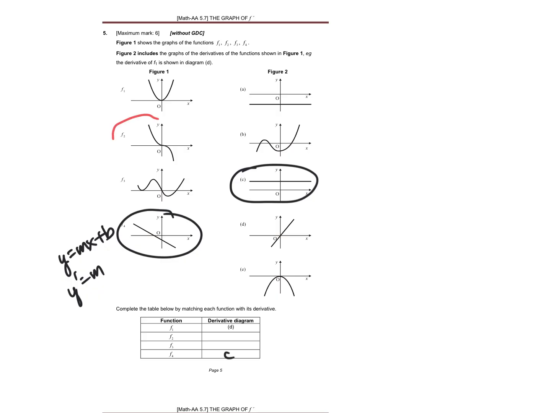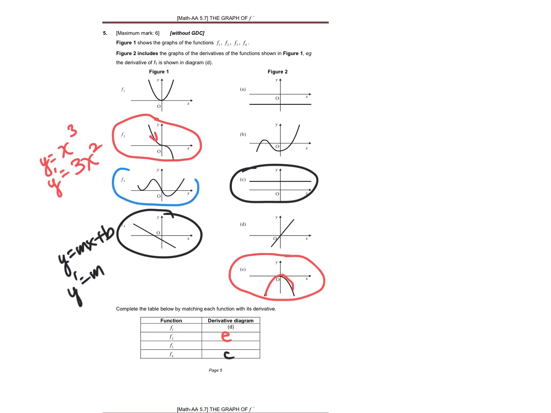This is a cubic or something like an odd degree. So the derivative is going to be a quadratic or some even degree. Okay, so that's that one. And notice it's all negative gradient, and that's why it's under the line. So F2 is E.